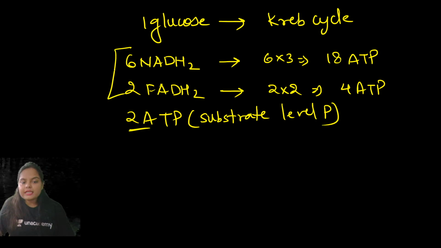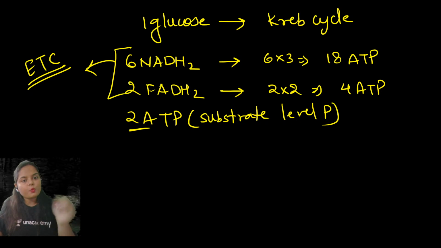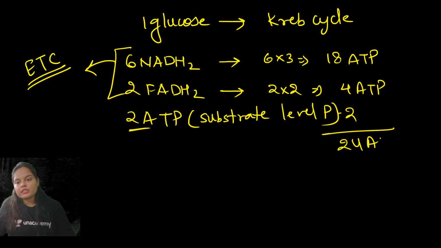But we know that these molecules will be delivering their electrons to the electron transport chain, and then only the process of ATP formation takes place. So basically these are not the direct form of energy which we can use. They are the indirect form of energy which will be converted into ATP molecules once they transfer their electrons to the electron transport chain. But in order to calculate the total number of ATP produced from the Kreb cycle, it becomes 18 plus 4 plus 2. So it becomes 24 ATP molecules.